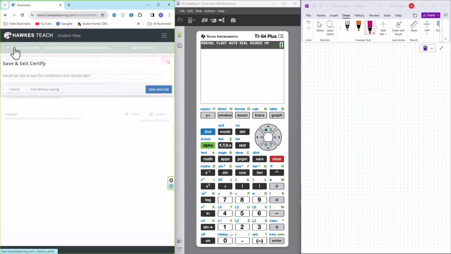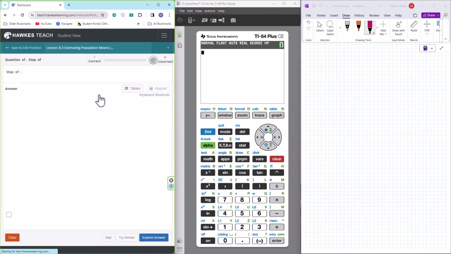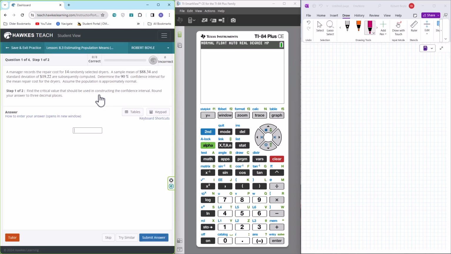Okay, so let's go back to practice, and I'm going to do the exact same problems. Practice once again has the exact same problems, but they provide you with a little feedback. What I'm going to do is do 2 basically using our tables, and then I'm going to do 2 using our calculator.